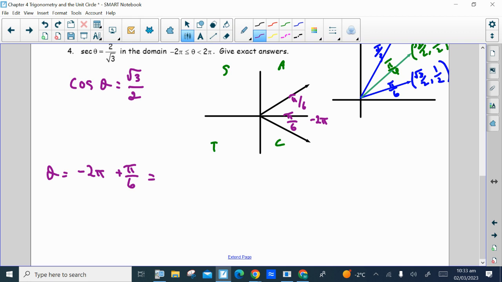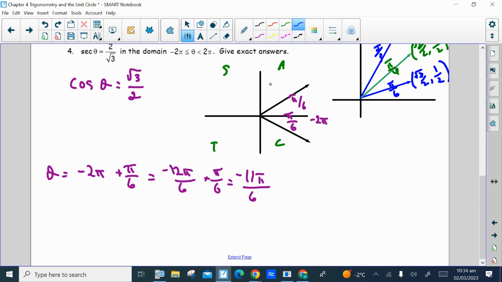To add those together, we need a common denominator, which would be a denominator of 6, which means the negative 2 pi would be negative 12 pi on 6. Negative 12 over 6 is negative 2. Plus the 1 pi on 6 gives us negative 11 pi on 6. So there's our first answer. So that is this first terminal arm, the one in the first quadrant, but we're starting at negative 2 pi, and we're going in a counterclockwise direction, so we're adding pi on 6.